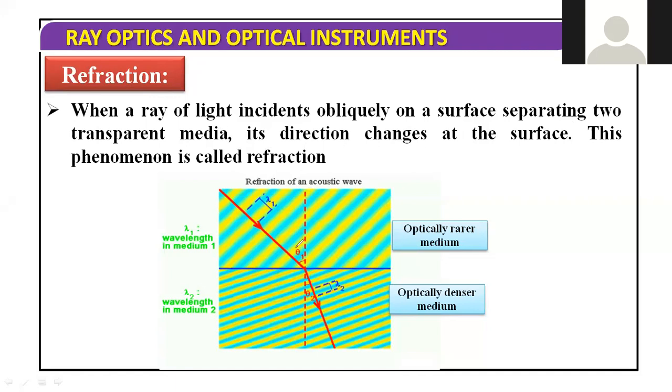The upper medium is called the optically rarer medium, and the lower medium is called the optically denser medium. Why is it called optically rare medium? Optically rare medium means the particles are far away from each other. Optically denser medium means the particles are close together. So here, for example, this is air, and this is, let me take, water.